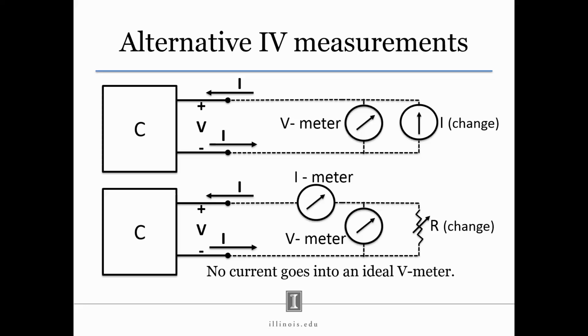Notice that just like there is no voltage drop across the current meter, there is no current going into an ideal voltmeter. So you can think about that a little bit.